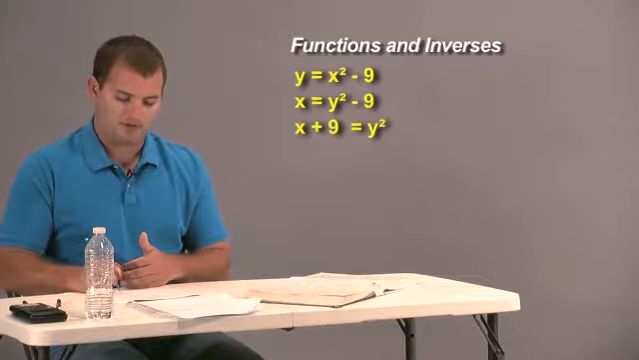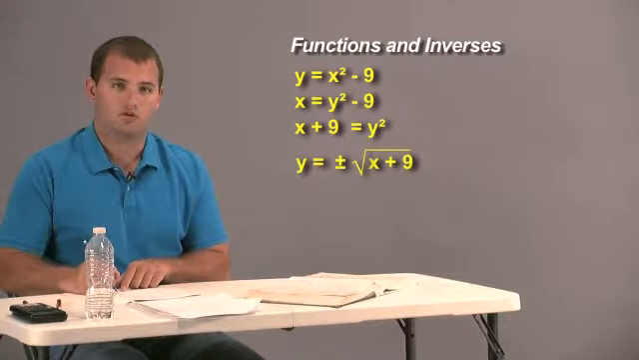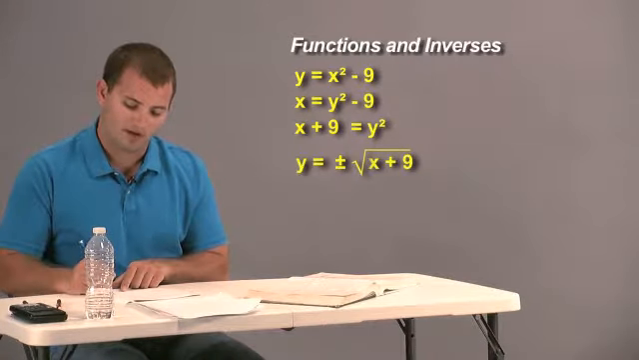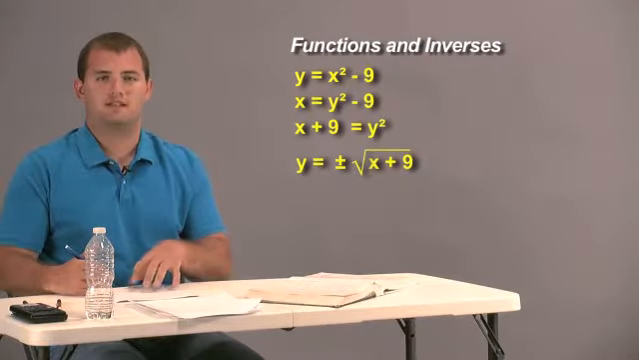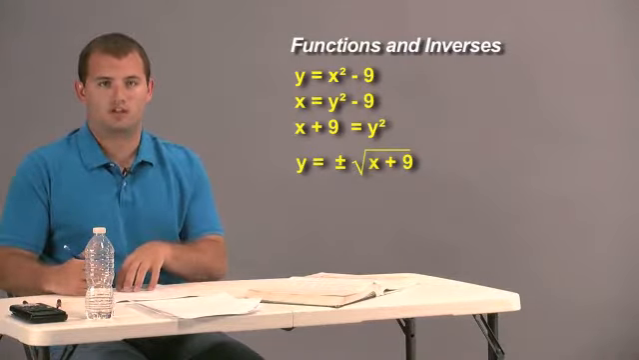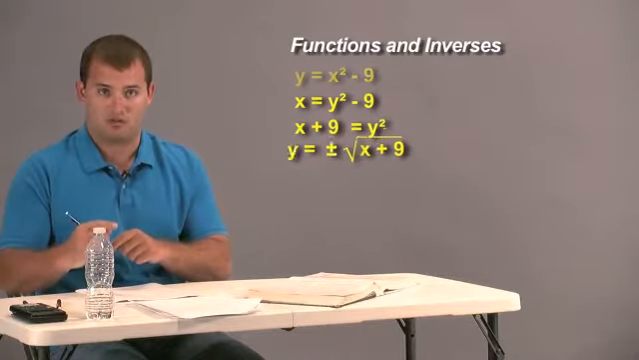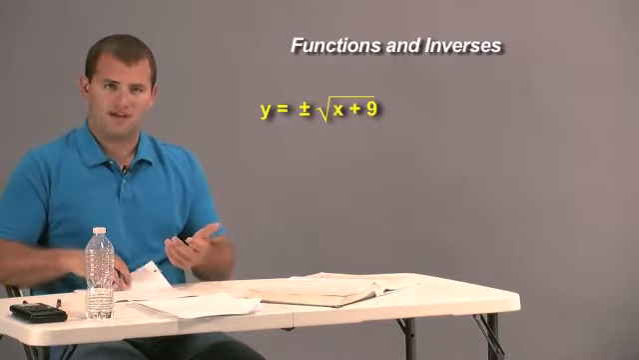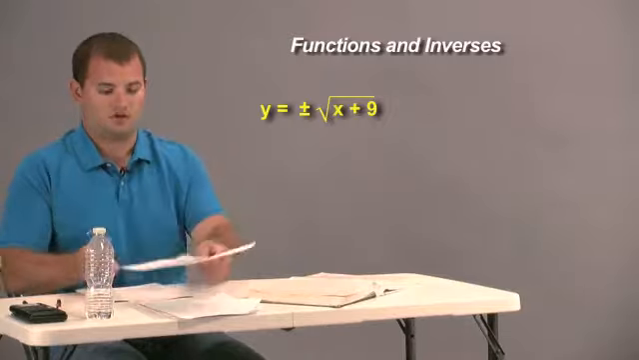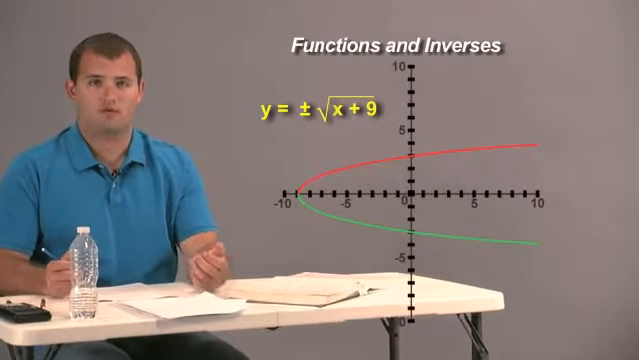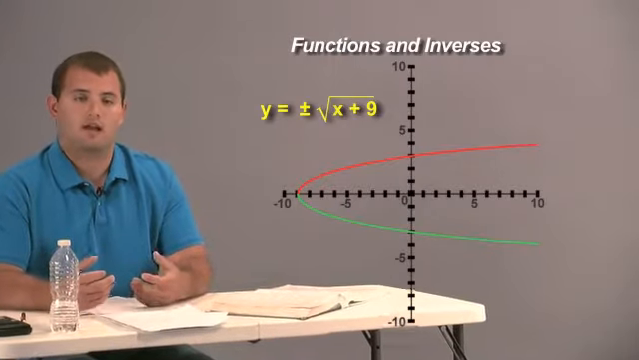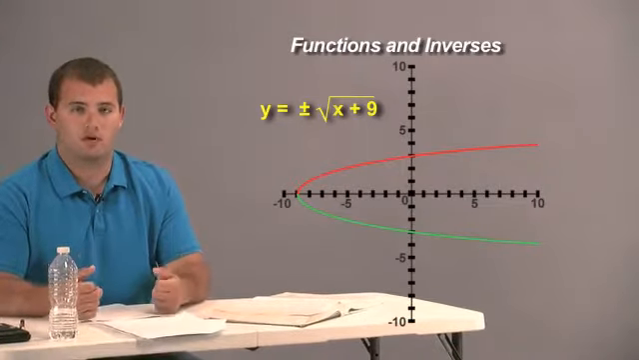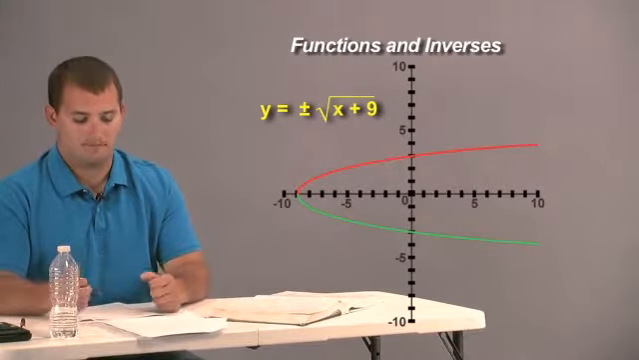So then the equation becomes, y is equal to plus or minus the square root of x plus 9. Off the bat, we can tell that this isn't a function because there are two functions embedded there because of the plus or minus square root. Let's look at it graphically to get another idea of why it's not a function. And here's the graph of both of those. One is the graph of the positive square root of x plus 9, and the other graph is the negative square root of x plus 9.